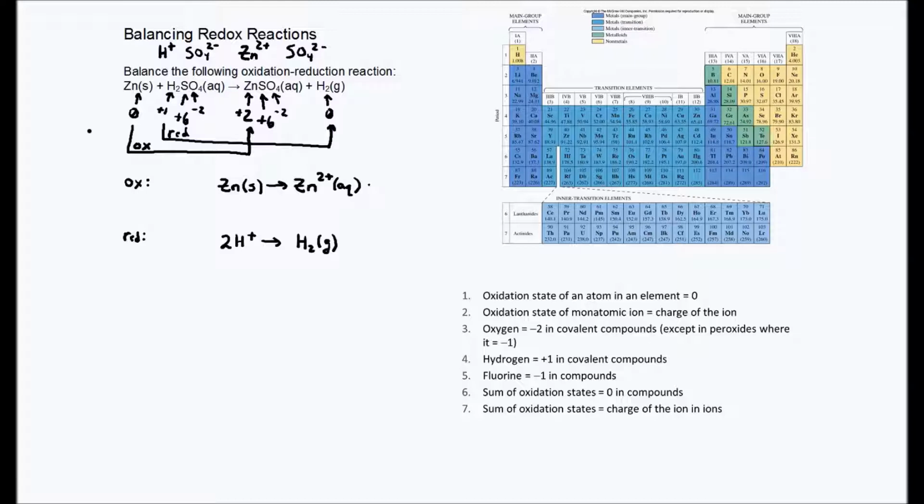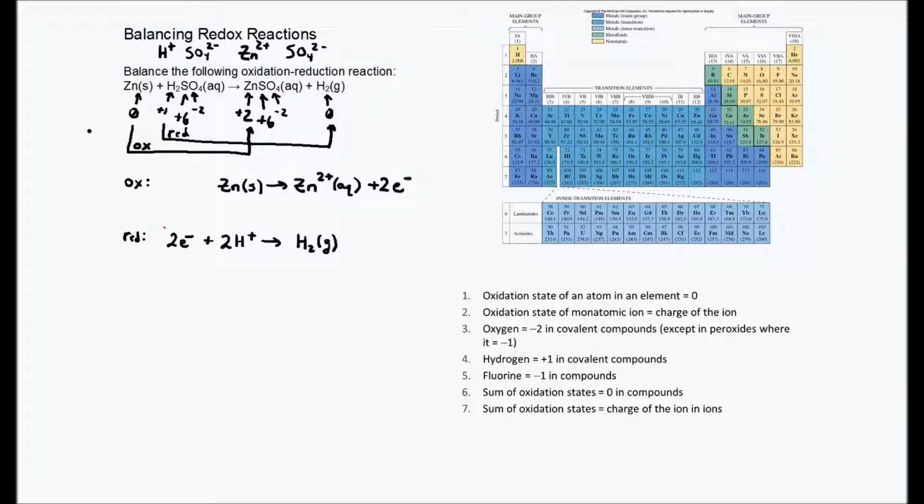So, zinc. I have 1 zinc atom going from 0 to +2. It's losing 2 electrons, so +2 electrons. Hydrogen. I got 2 atoms doing it, +1 to 0. Each one's gaining 1, so in total they're gaining 2 electrons. Balance oxygen. Don't have any. Balance hydrogen. It already is. And now balance the electrons between them, and it already is.